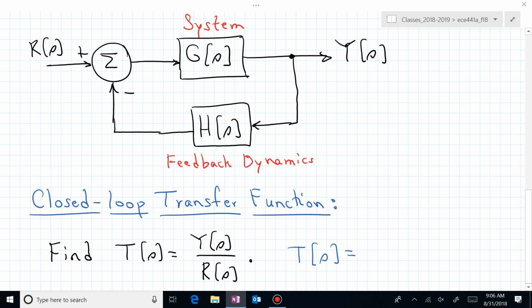Did everyone come up with an expression for a transfer function? Did you obtain G over 1 plus GH?